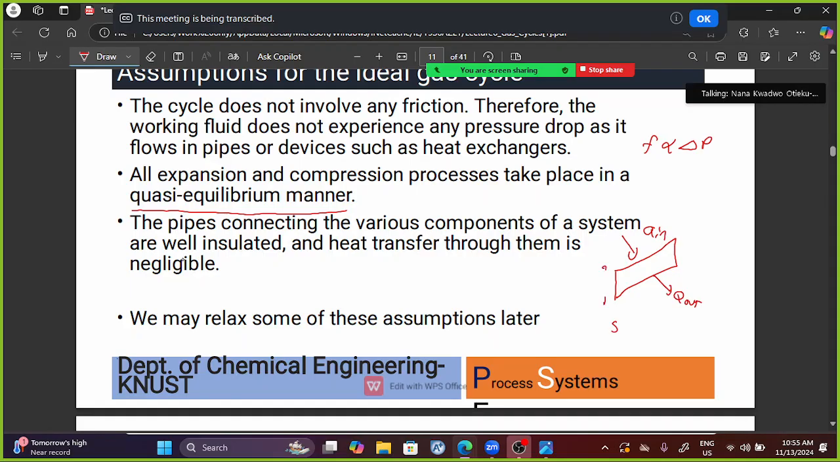So from point 1 to point 2, there is no heat that will be lost there, right? So we are assuming it's an adiabatic process. Okay, and then as time goes on, after we do the ideal approximations, we can now relax some of these assumptions and include the complexities in there.